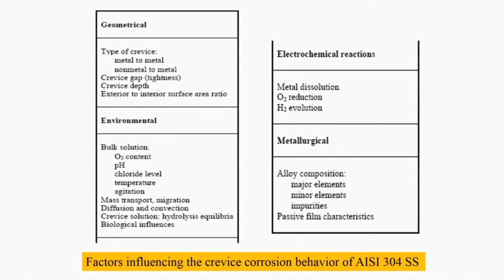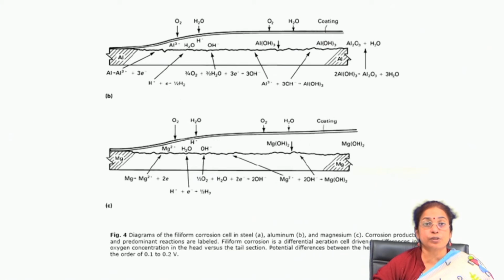So, when that molybdenum is there, it forms a complex oxide which is stable in that particular crevice environment or chloride-containing environment, and basically it reduces the probability of crevice corrosion.